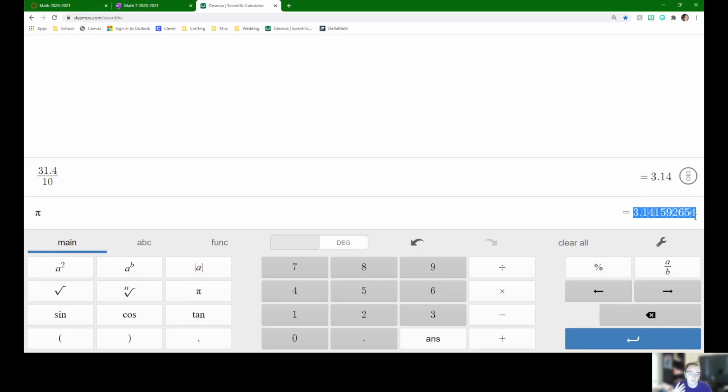We're also going to do a pi memorization contest today. So hopefully you guys have been working on memorizing the digits of pi.